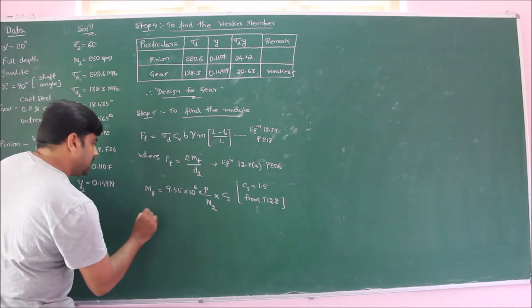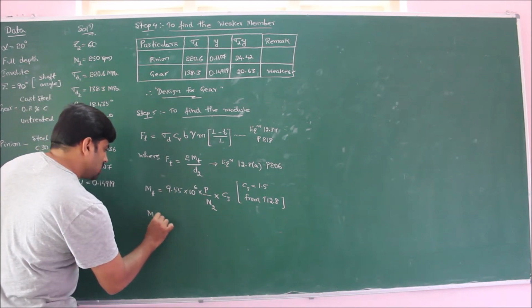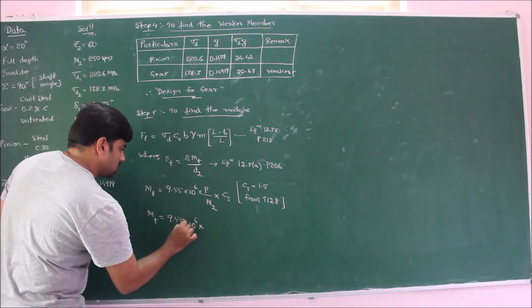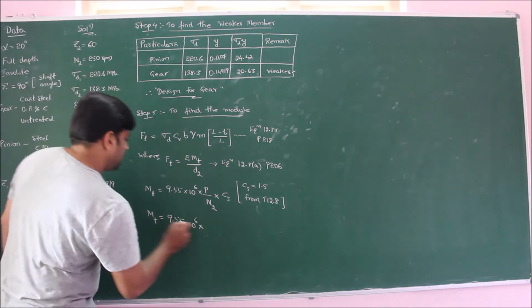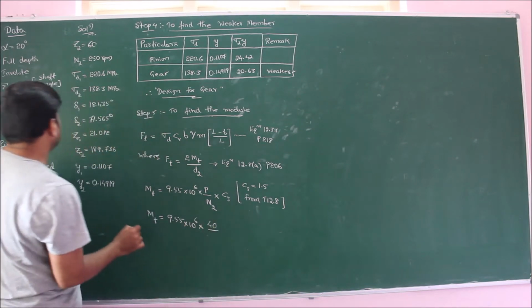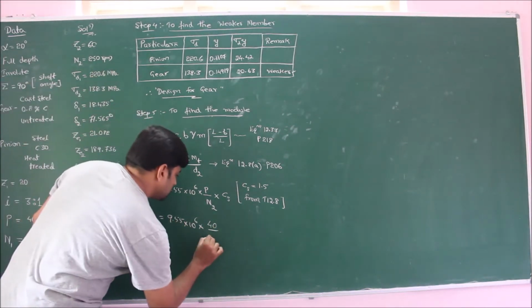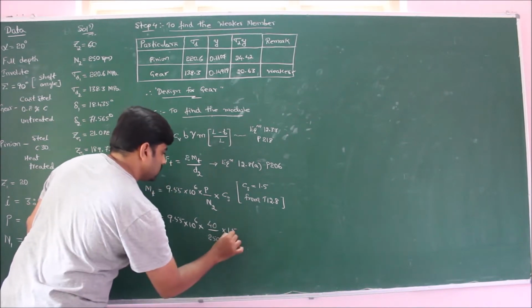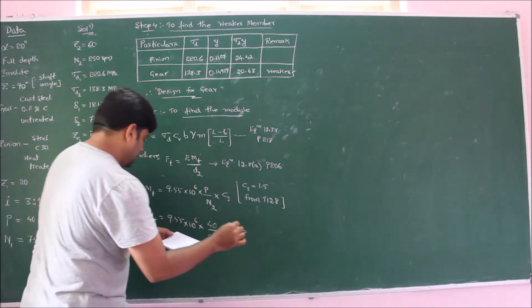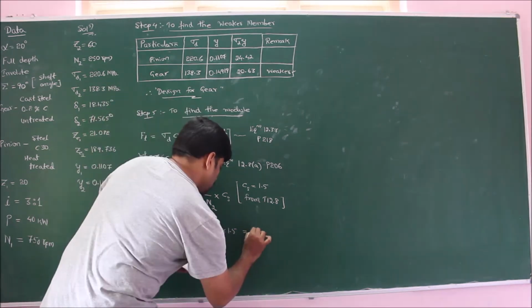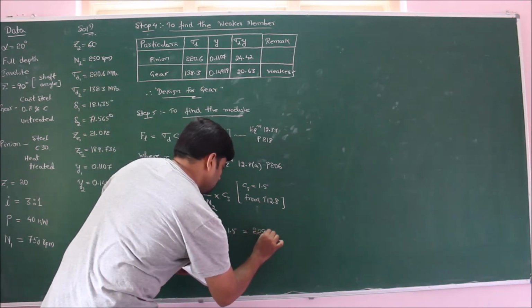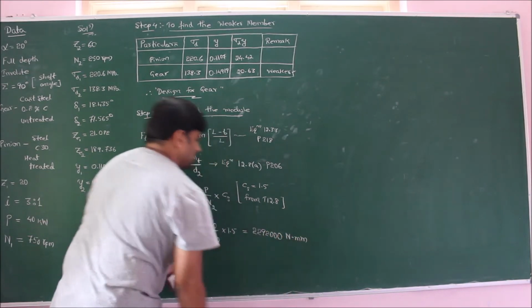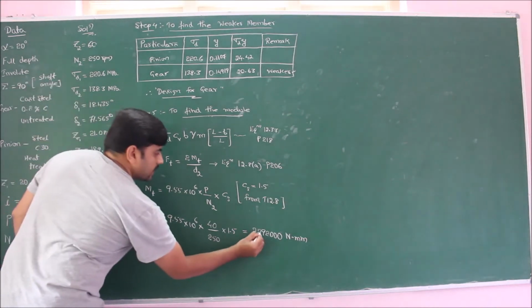Now substituting and calculating, I will get the torque as mt is equal to 9.55 into 10 to the power of 6 into power is 40 kilowatts by N2. N2 we have to calculate, it is 250 into CS is 1.5. If I solve, I will get the torque as 22,92,000 newtons millimeter. Now we have calculated the torque.